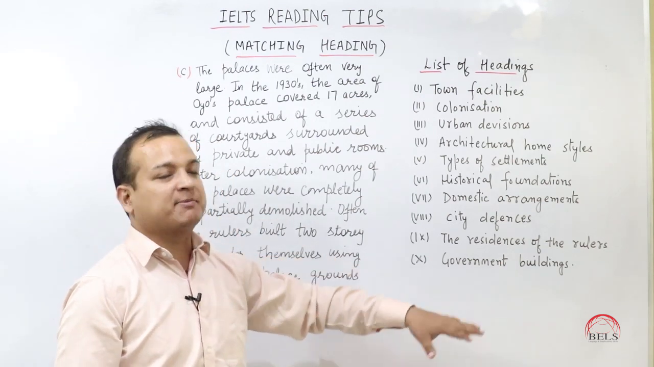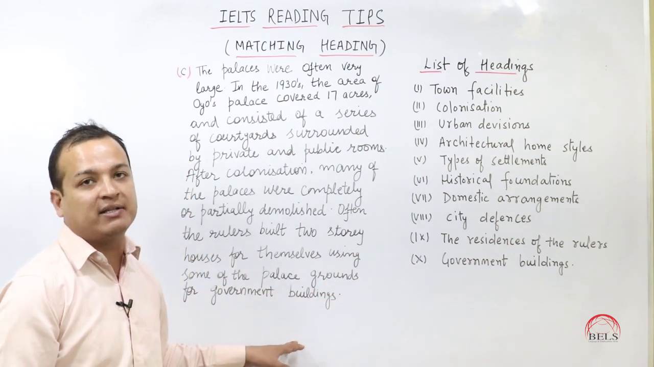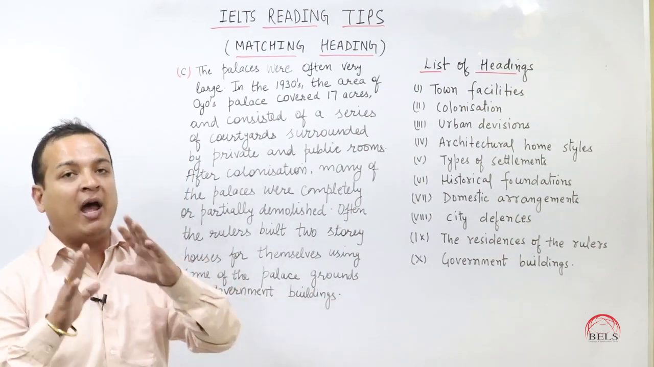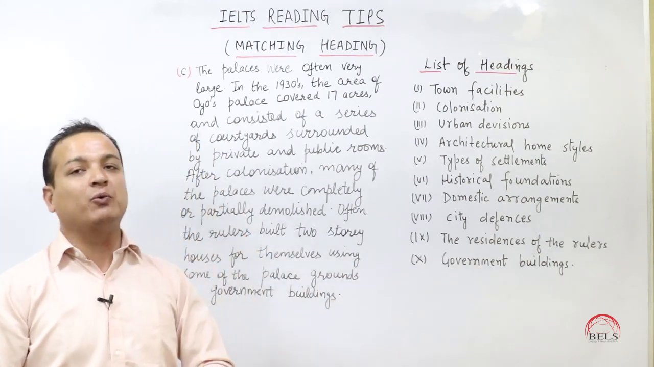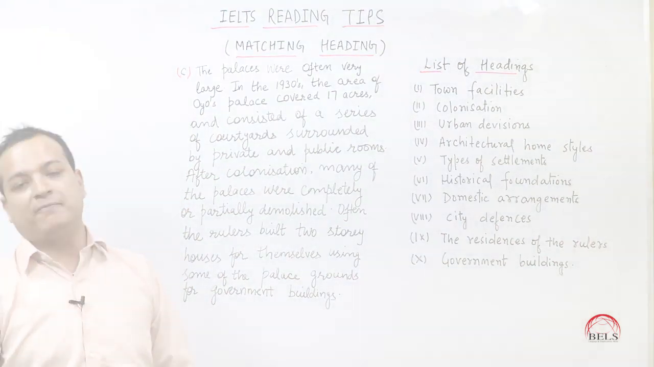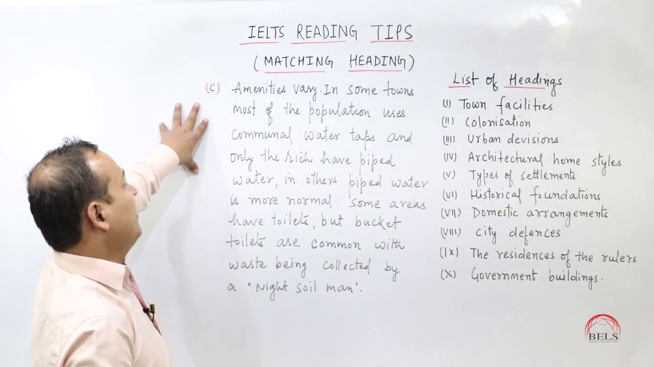10th one is government buildings. Just having the word government doesn't make sense that it would be the answer. Please do not match the words. You have to understand the meaning. So ultimately, the residences of the rulers is the answer of this paragraph. Now let's discuss one more example based on that. We have a paragraph here.